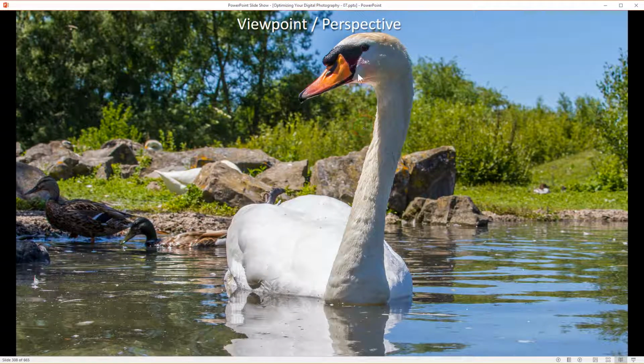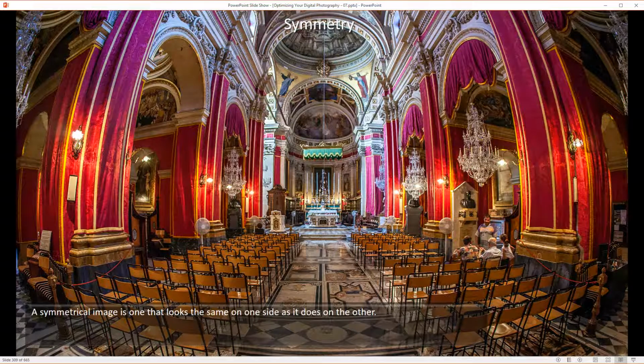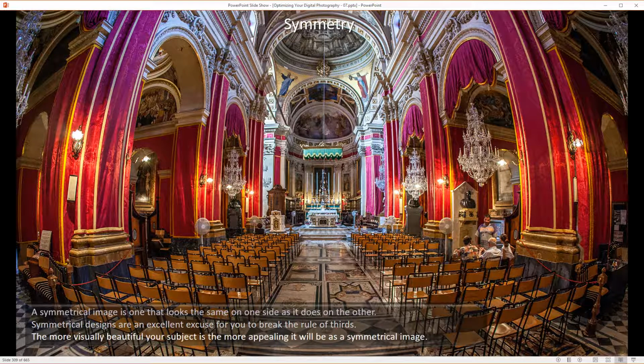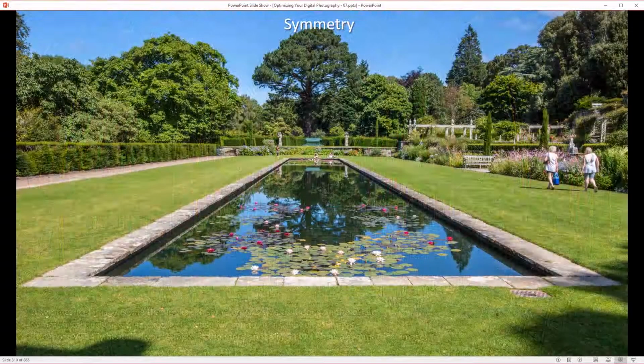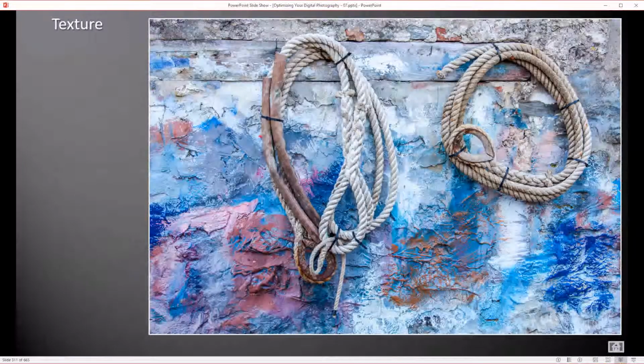Again, by getting really down low, the camera is virtually in the water, getting a slightly different viewpoint on the swan. Symmetry is where it looks the same at both sides of the image, or relatively the same. Symmetrical designs are an excellent excuse for you to break the rule of thirds, and the more beautiful the subject is, the more appealing a symmetrical image will be. Another example of a symmetrical image, or almost.